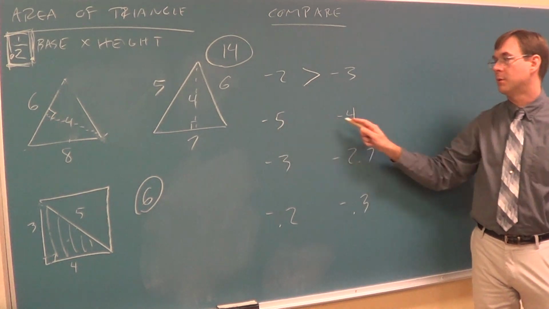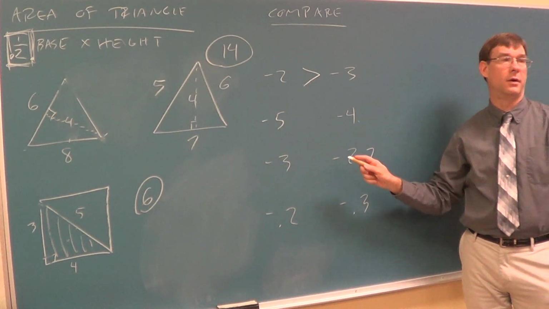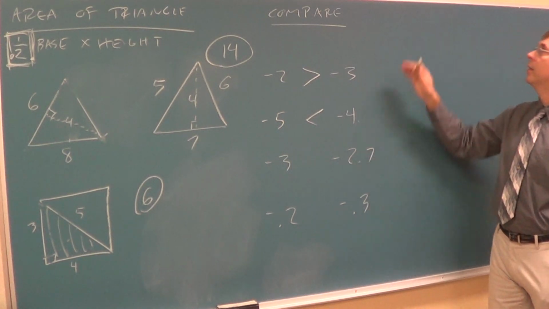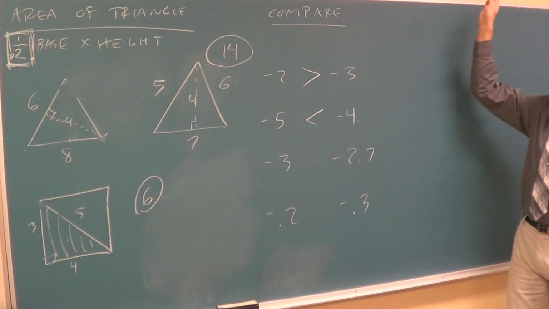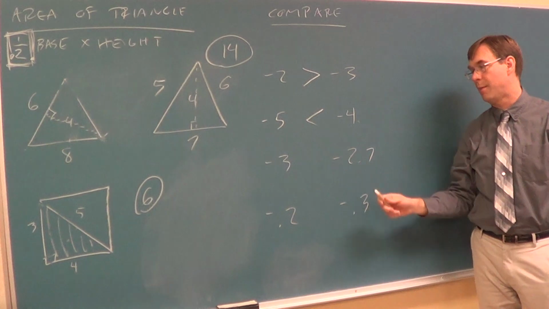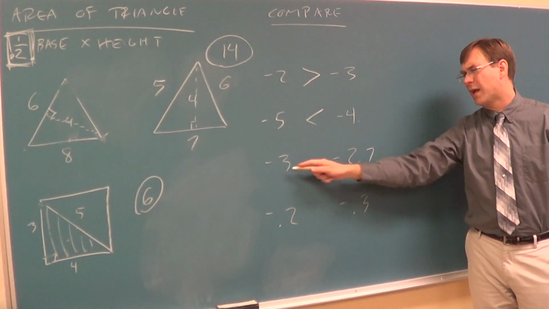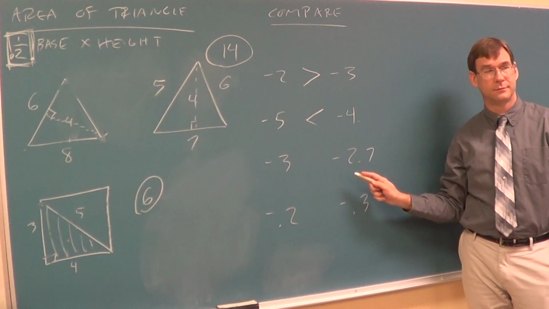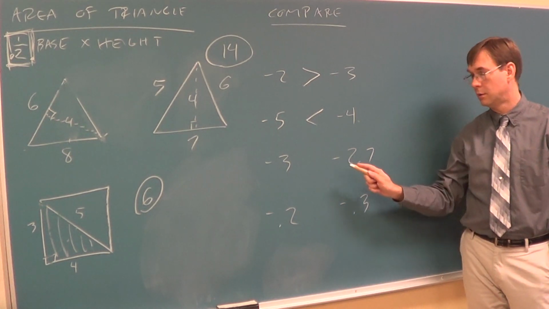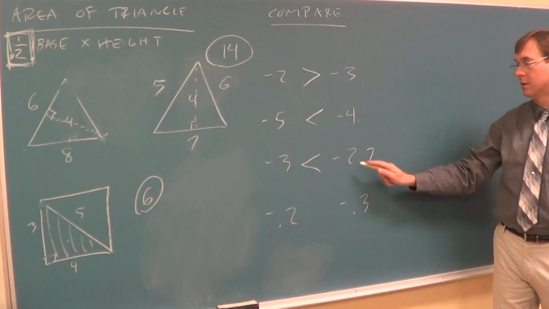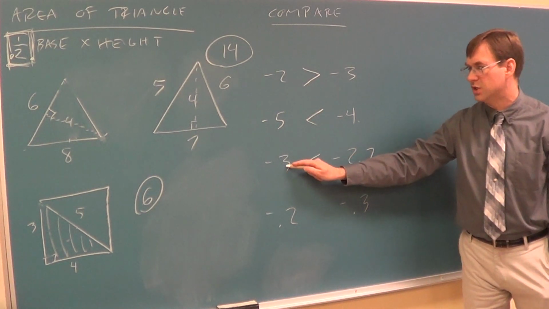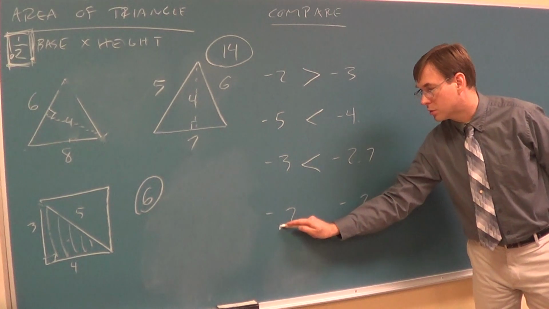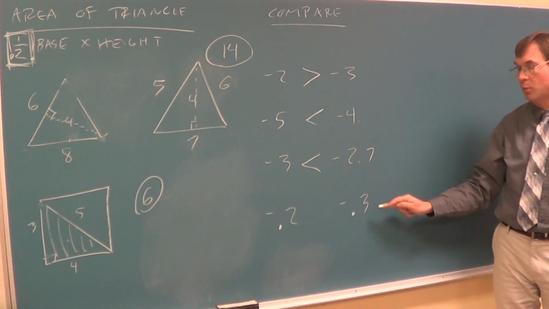So who wins between -5 versus -4? -4. Neither one's great, but -4 is more to the right on the number line, it's just less damage being done. -3 versus -2.7. Good, winner would be? -2.7. We're only worried about the first digit when we compare when decimals start to play. Unless they both have decimals. Then you have to compare numbers in the same place.